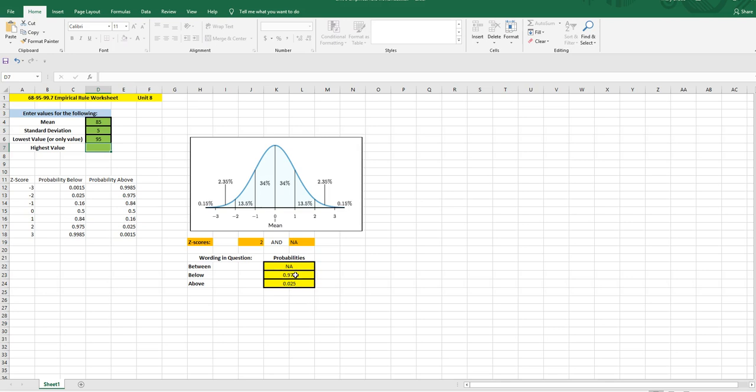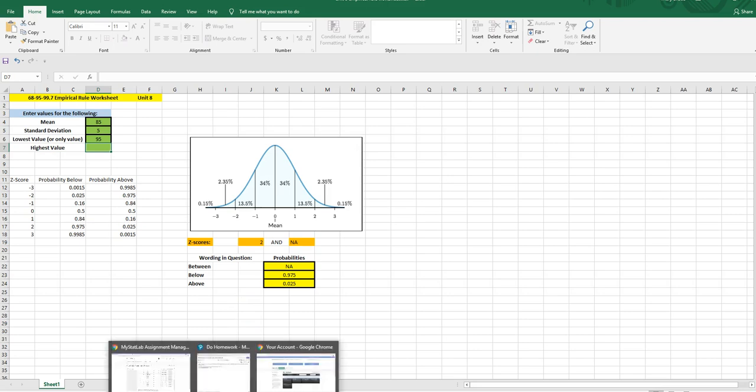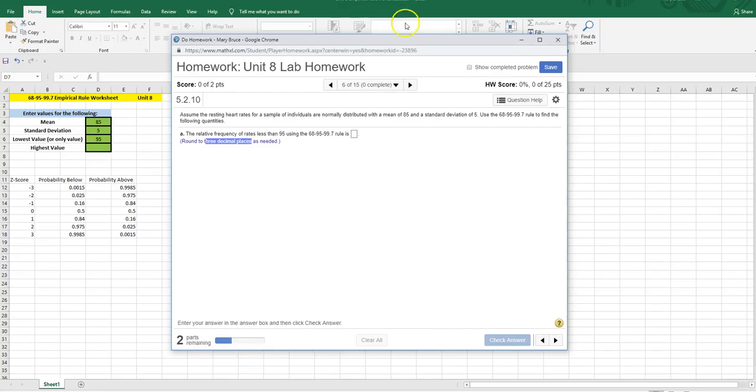Now, if the question had asked you to find the relative frequency of scores above a 95, then your answer would be this 0.025. But you just have to really look at the wording in the problem and realize that in the problem I just showed you, they wanted just below. So, that's how easy it is to use the worksheet for the empirical rule questions if you want to. But just look out for the directions when they say to use that rule.